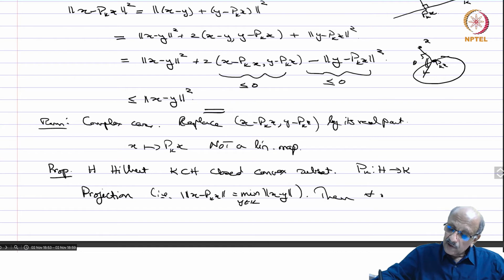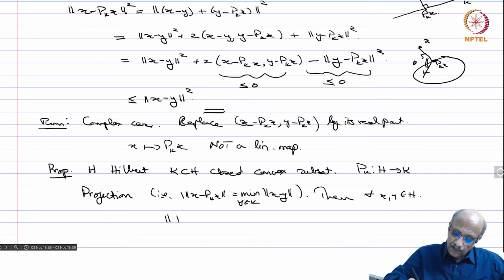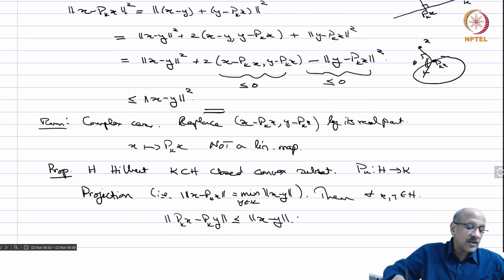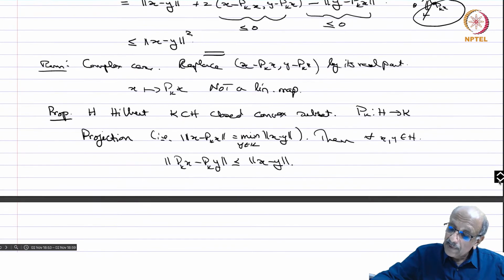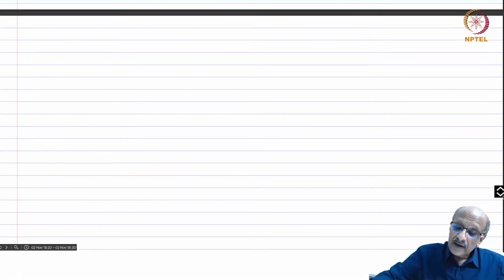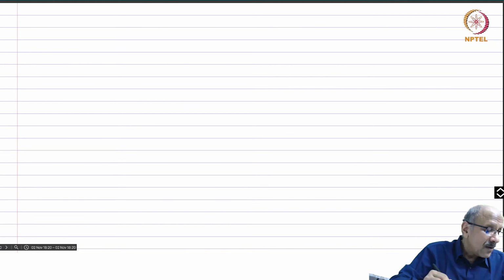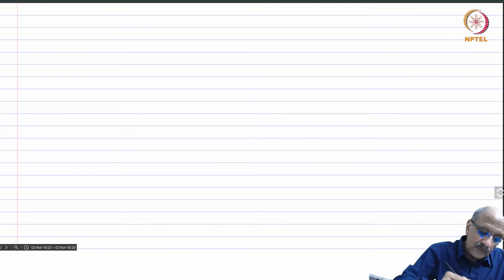for all x, y in H, you have norm of P_K x minus P_K y is less than or equal to norm of x minus y. So it is a non-expansive mapping. Okay, so this is a non-linear map in general, and it is a non-expansive mapping. Okay, so proof.